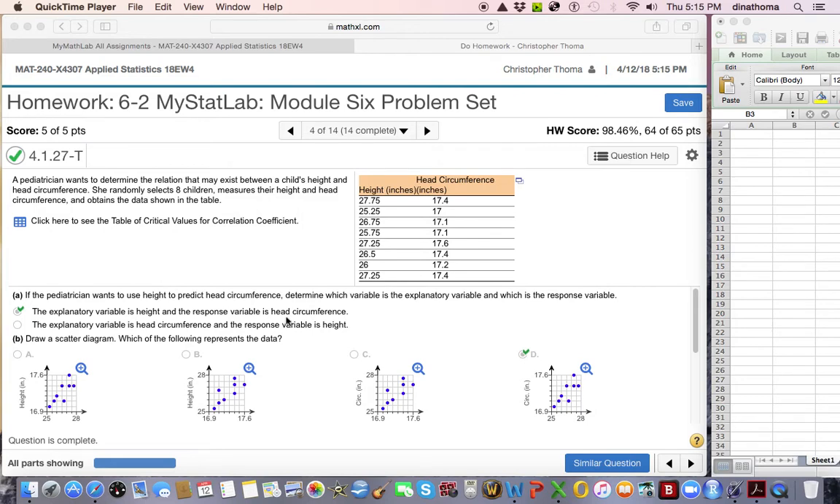Kind of think, what data are we using to make a prediction on the other variable, and that other variable is going to respond to the other data. That's why it's called an explanatory and a response variable.